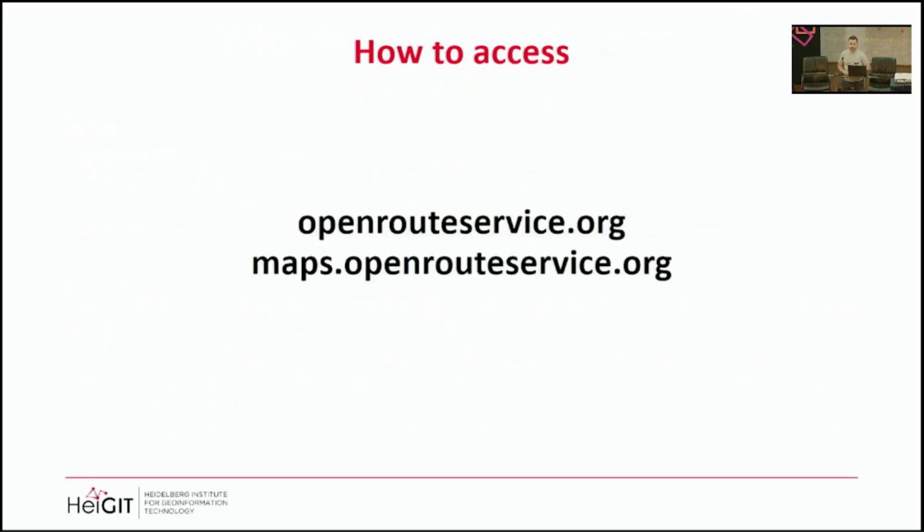Just to give you an impression of how to access all this, the main go-to is definitely openrouteservice.org. But also try maps.openrouteservice.org. It's a demo application that has not everything which is available in the public API, but it shows most of the features in a way that you can understand and follow nicely.